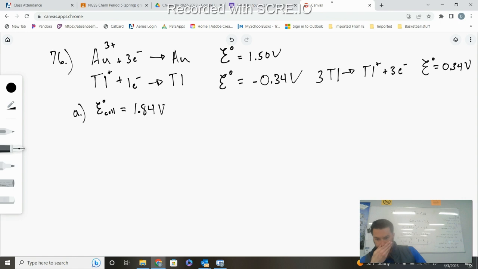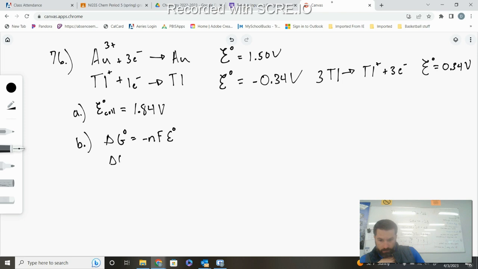Okay, so now let's do B. Now, B says I want to solve for delta G and K. So for delta G, we want delta G naught, sorry, equals negative N F E naught. So that's easy enough. So negative N, well, I got 3 electrons involved. 3 here, 3 here. Perfect.